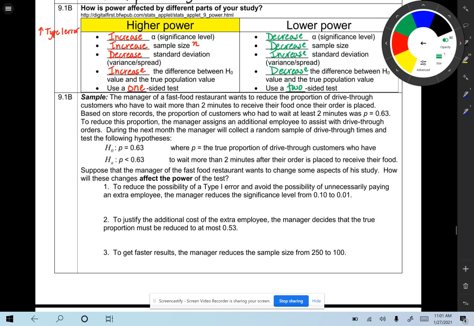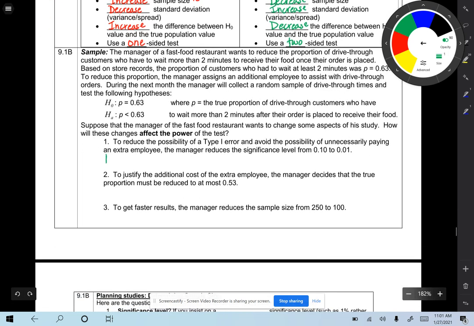Suppose that the manager of the fast food restaurant wants to change some aspects of his study. How will these changes affect the power of the test? So, number one, to reduce the possibility of a type 1 error and avoid the possibility of unnecessarily paying an extra employee, the manager reduces the significance level from 0.10 to 0.01. So reducing the significance level will decrease the type 1 error, and that will decrease the power. So reducing alpha decreases the type 1 error and it lowers the power.